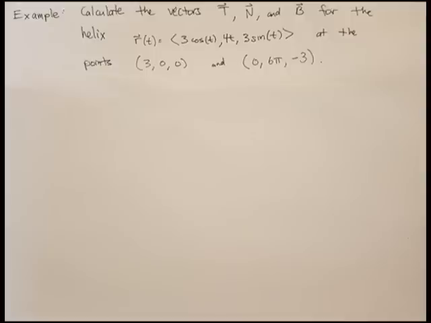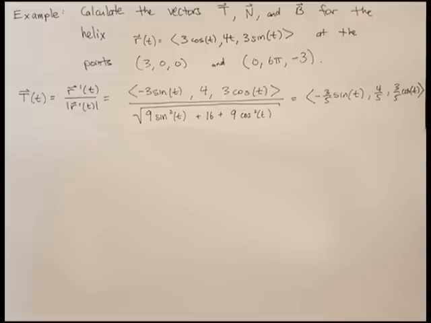Calculate the unit tangent, the unit normal, and the unit binormal vectors for the helix given at the points 3, 0, 0 and 0, 6 pi, negative 3. We start by finding the unit tangent vector. We take the derivative of the vector function and divide it by the length of the derivative.